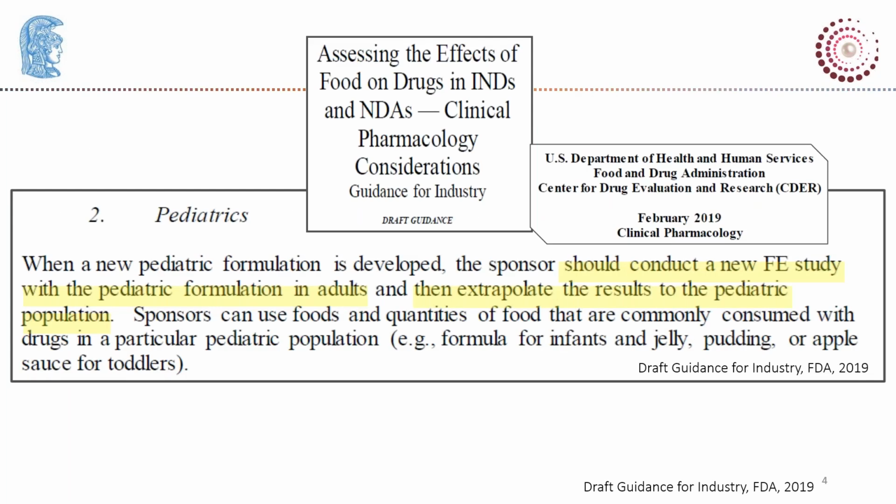So in recent years, there has been an interest in investigating whether food effect data collected in adults are useful for pediatric products. Based on the draft guidance issued by FDA 2 years ago, when a new pediatric formulation is developed, the sponsor should conduct a new food effect study with a pediatric formulation in adults and then extrapolate the results to the pediatric population. A concern in regard to this relates to the design of food effect studies in adults.